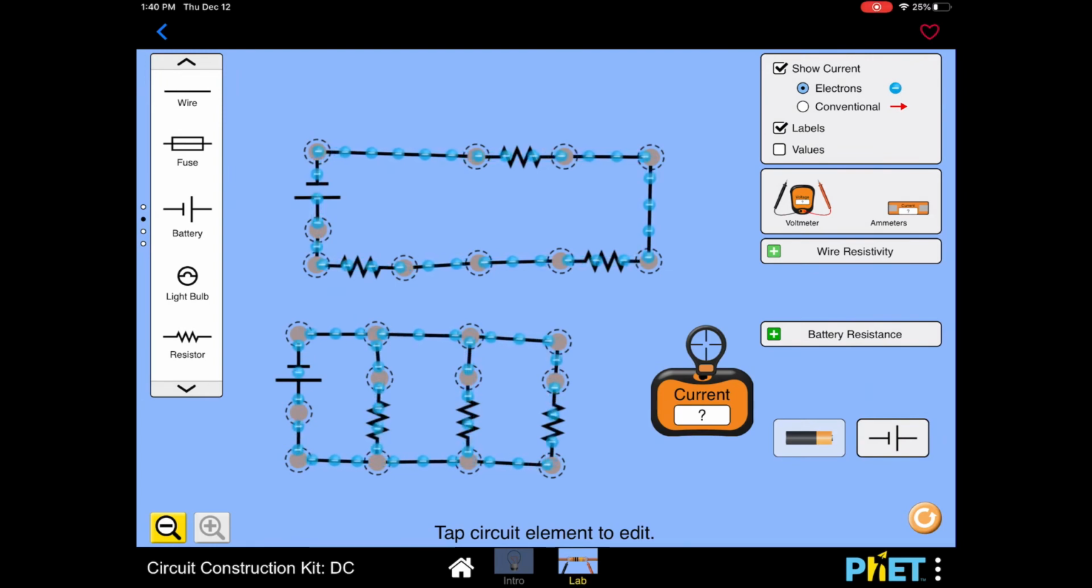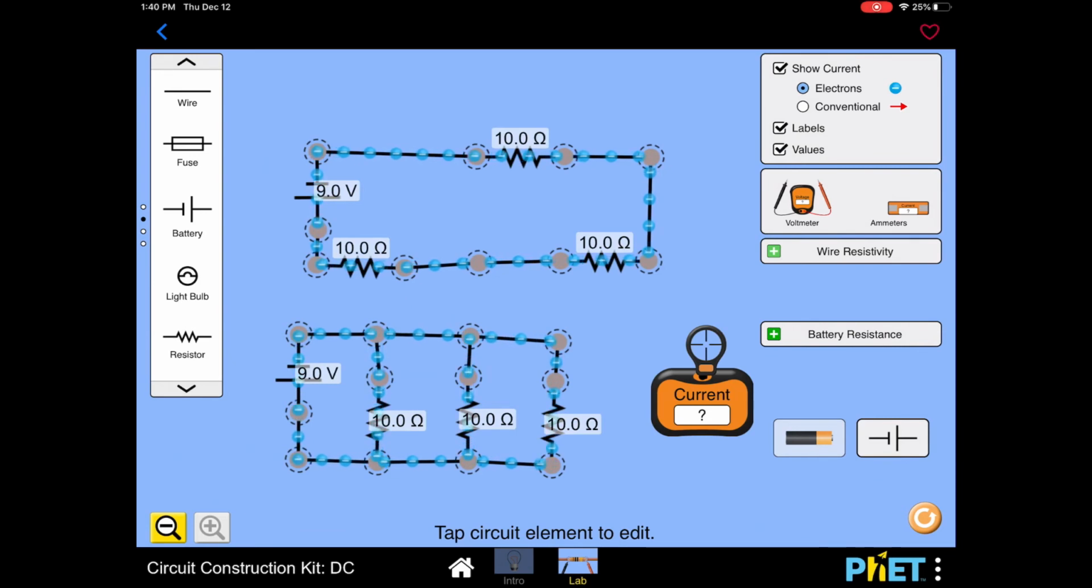So let's take a look at the flow here of electrons in the series circuit. You can see they're pretty slow. It must have a lot of resistance. And you can see that each of these is 10 ohms, so the total resistance in the series circuit is 30 ohms. You just add them together.